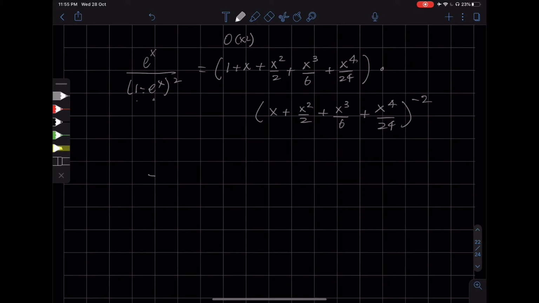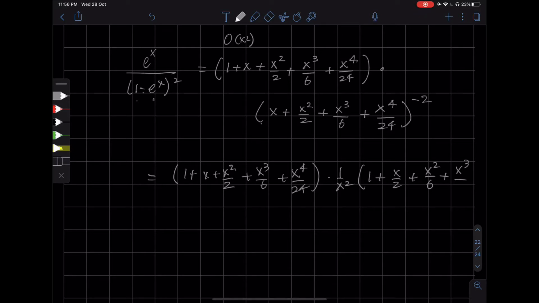And then what we can do is factor out a 1 over x squared from the second factor. Then we have 1 plus x squared by 2 plus x cubed by 6 plus x^4 by 24. And then we have 1 over x squared. And inside the bracket, we have 1 plus x by 2 plus x squared by 6 plus x cubed by 24 to the power minus 2.